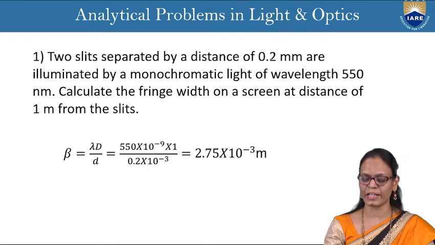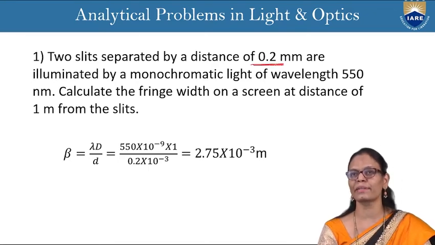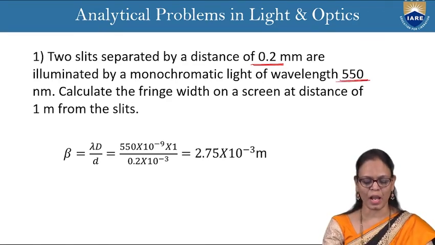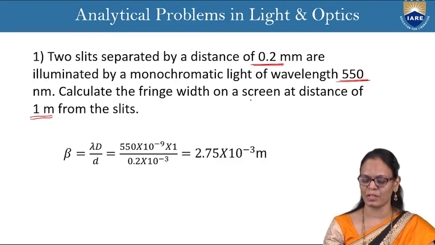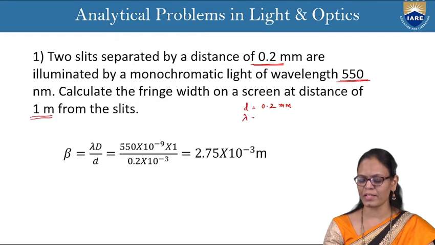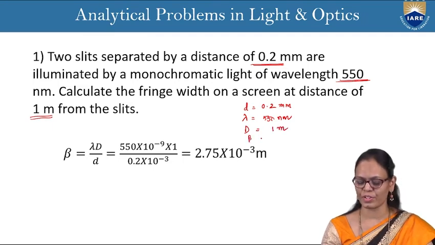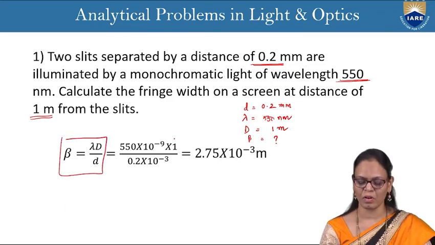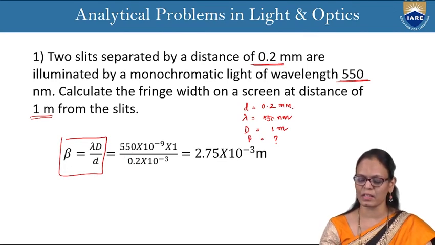First, you will identify the data. Small d, 0.2 millimeter. Wavelength, 550 nanometer. And capital D, 1 meter. So small d is given, lambda is given, capital D is given. You have to find the fringe width beta. So we have a formula for beta. Beta is equal to lambda D by d. All the values are given. We have to simply substitute. Only thing you have to take care of is the units.